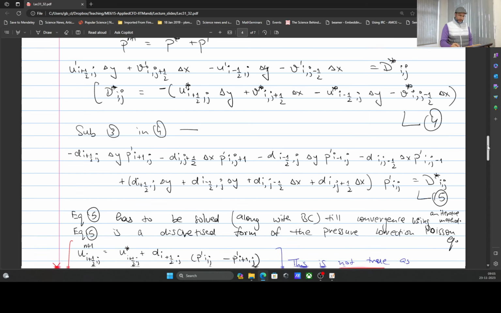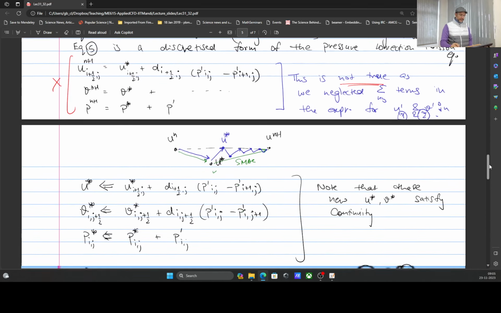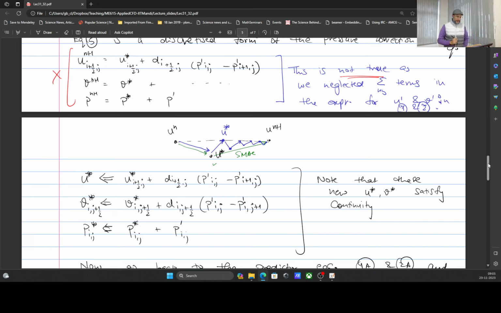Okay. In this case, we do not get the Pn plus 1 in one step because of that assumption that we have taken, where we neglect the neighborhood terms in u prime and v prime. Okay.